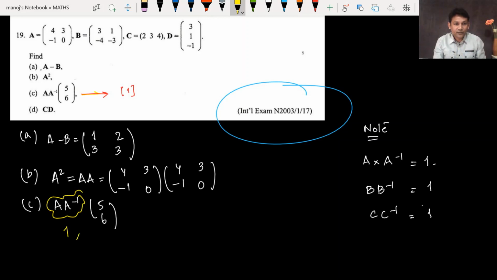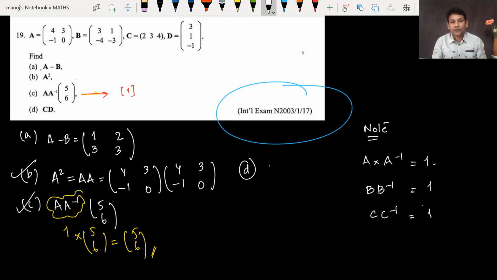This is 1. 1 multiplied by 5, 6. What's the answer? Again 5, 6, and that's your answer. Please be careful. This was an important part, that's why I've taken these two parts, like you should know. Part D is C and D.